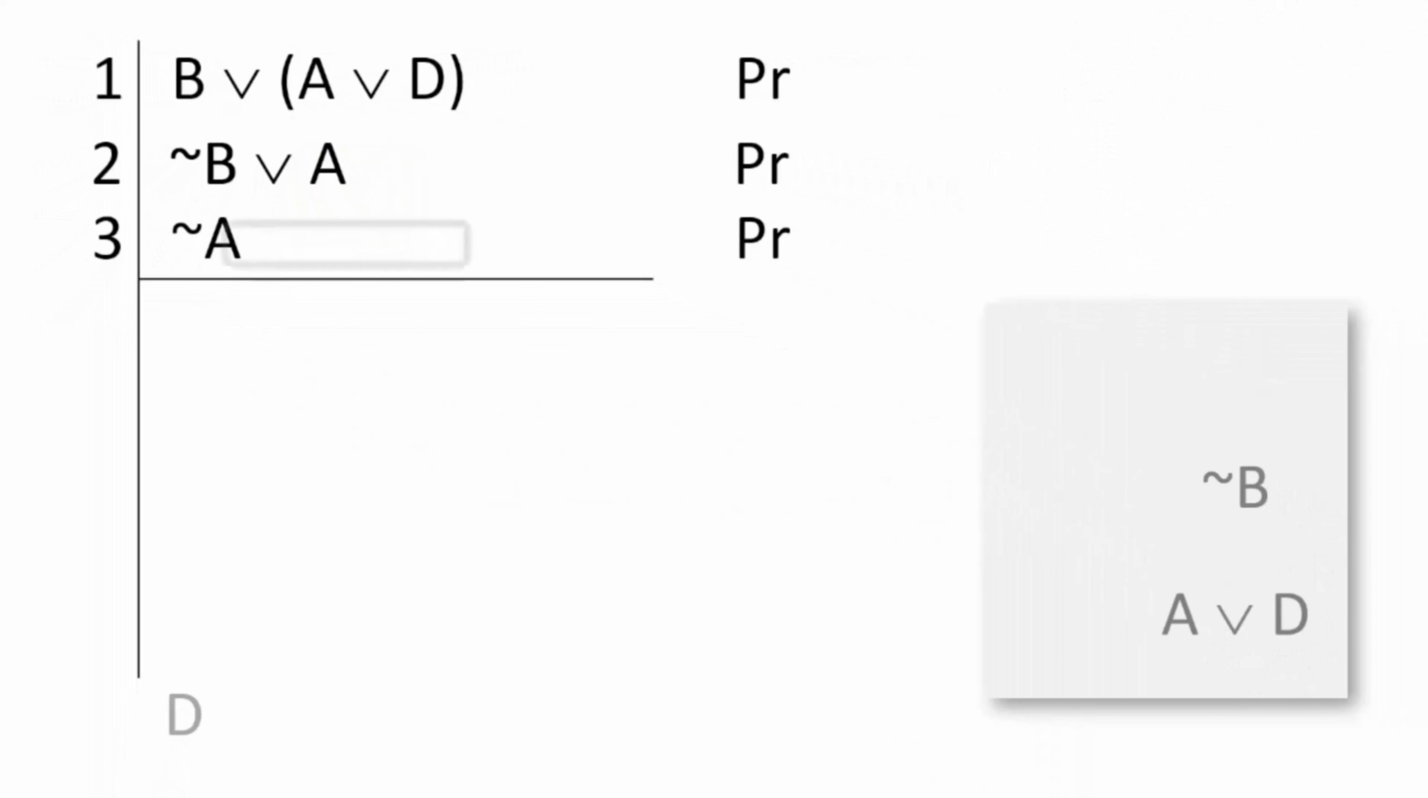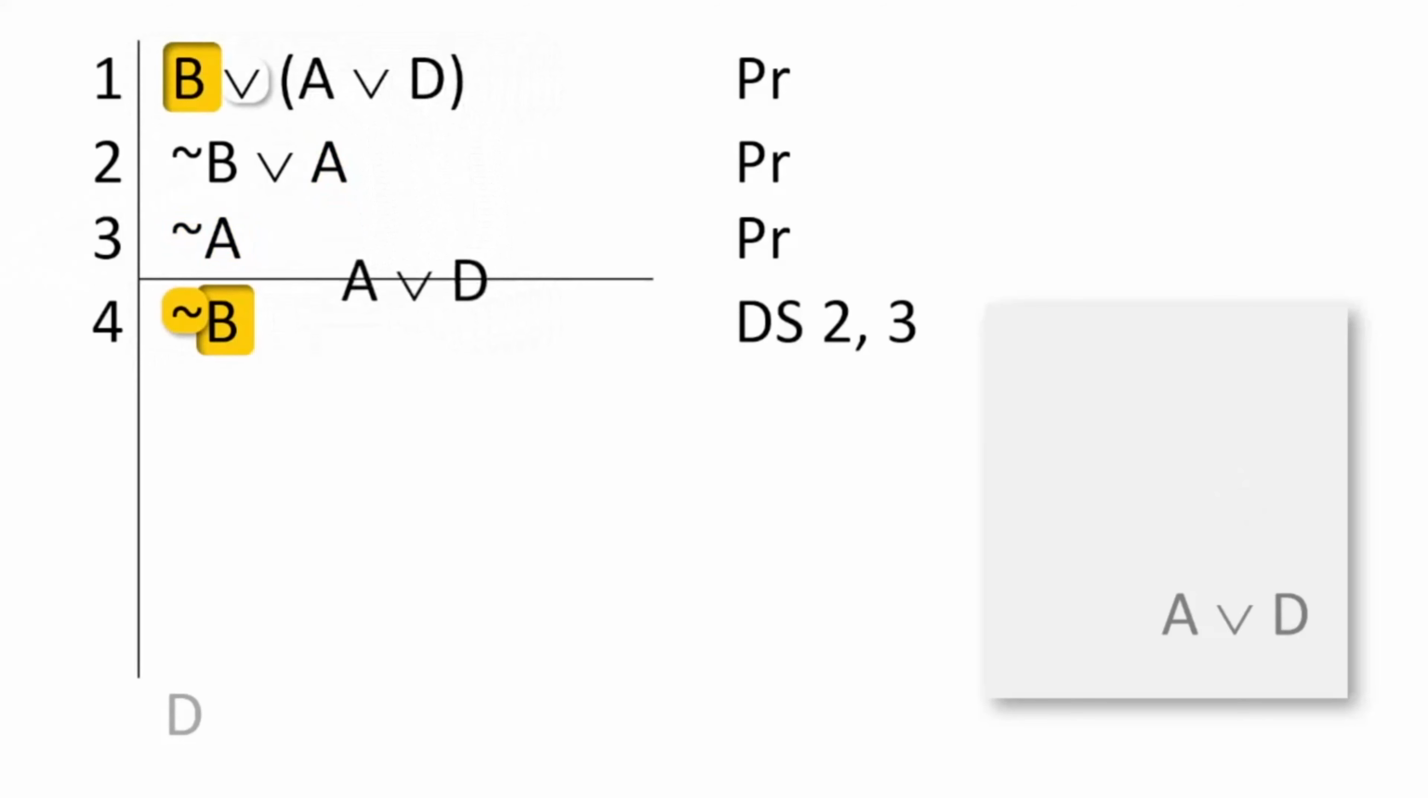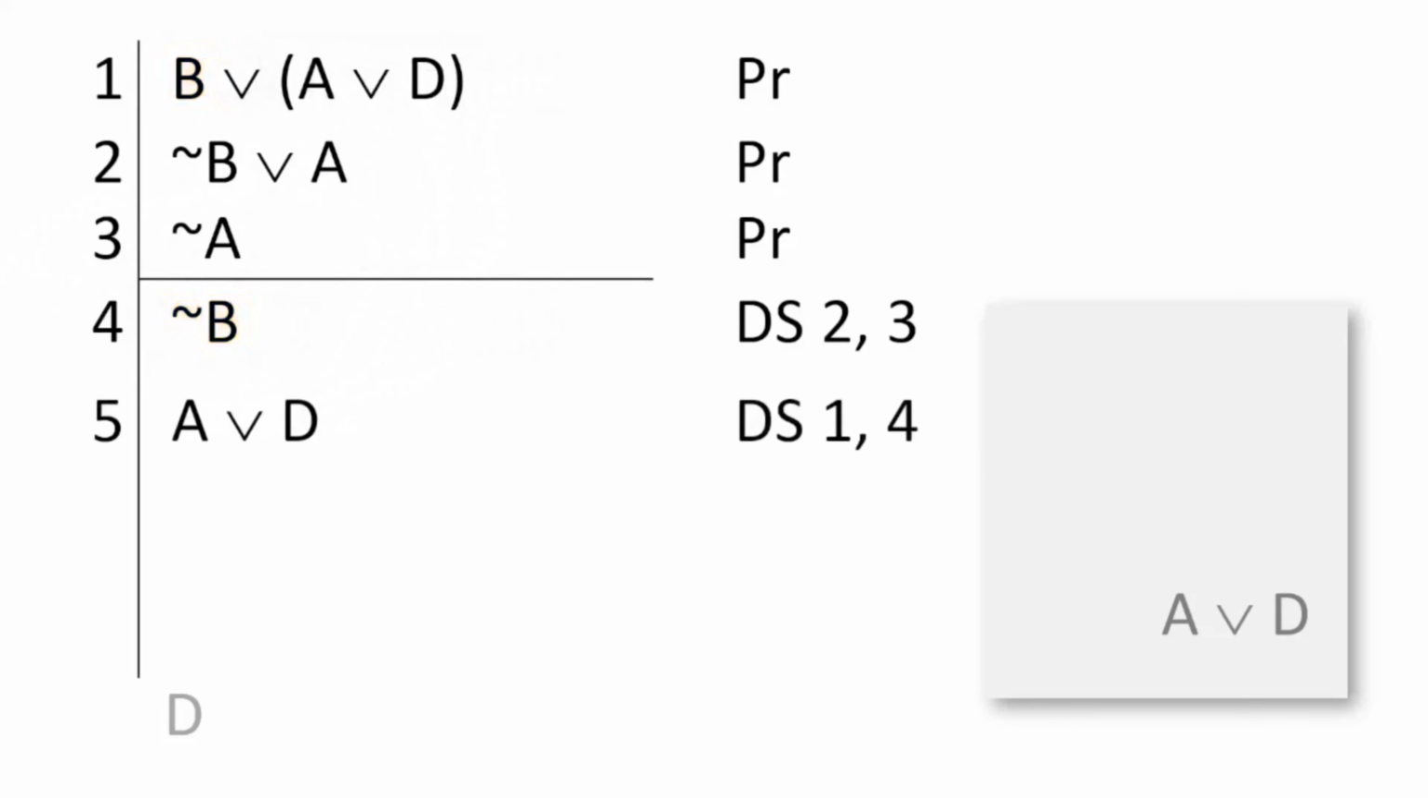We focus on lines 2 and 3. We can apply disjunctive syllogism to them to obtain not B. We have the negation of the second disjunct. We can obtain the first disjunct. We focus on lines 1 and 4. We want A or D, the second disjunct. We have the negation of the first, so we can apply disjunctive syllogism again.